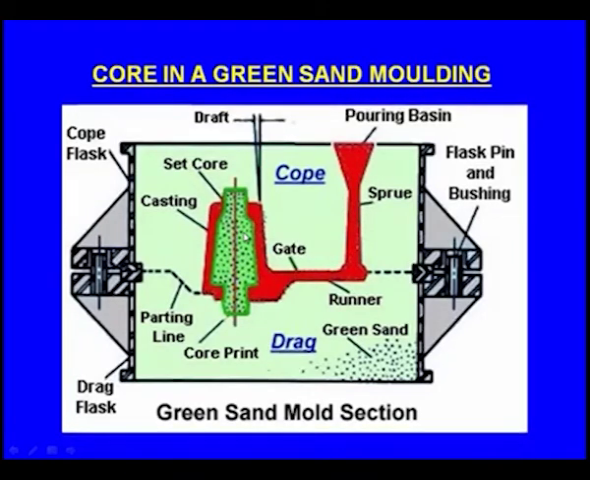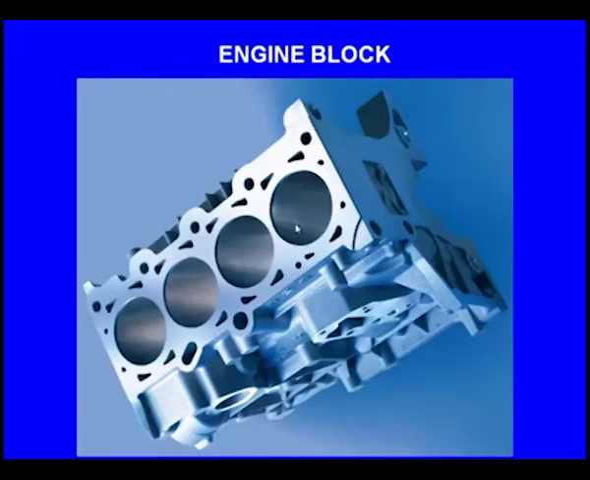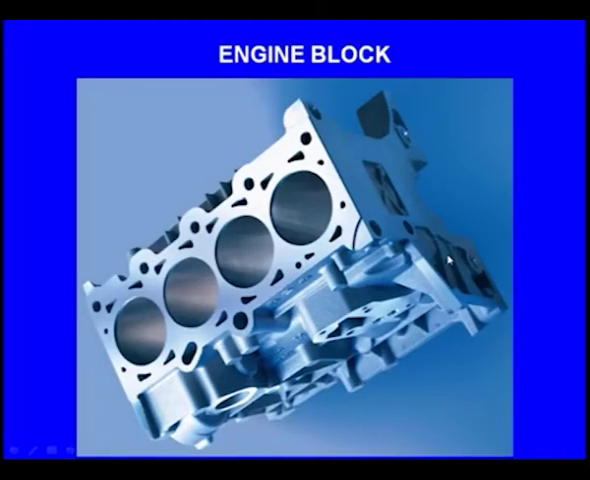Now, let us see some examples of castings where cores are used. Here you can see an automobile engine, a 4-cylinder engine. Maybe in our Honda City or the Maruti Swift, in all these cars there will be 4-cylinder engines. Now, this engine block is manufactured by casting. Now, what happens? We create a cavity similar to this shape.